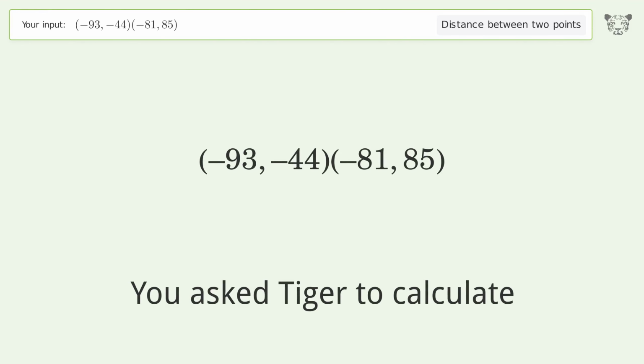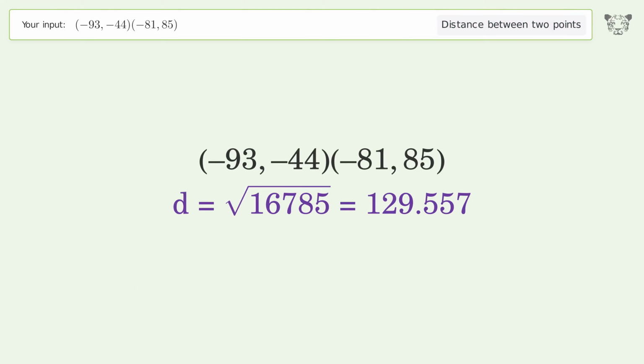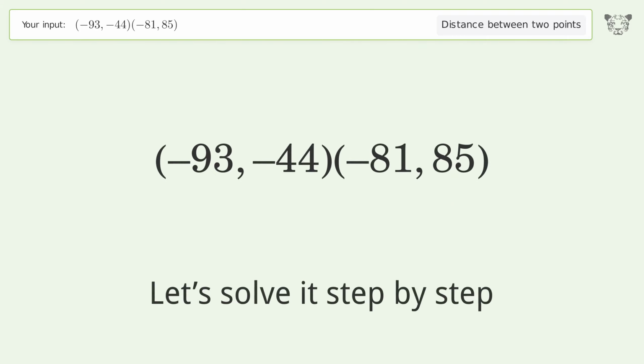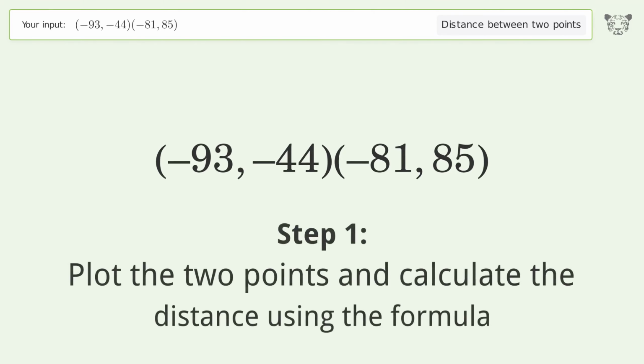You ask Tiger to calculate. This deals with the distance between 2 points. The distance between the 2 points is the square root of 16,785, or 129.557. Let's solve it step by step. Plot the 2 points and calculate the distance using the formula.